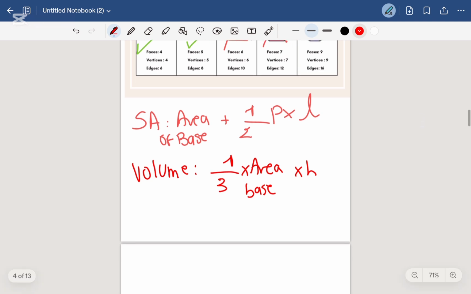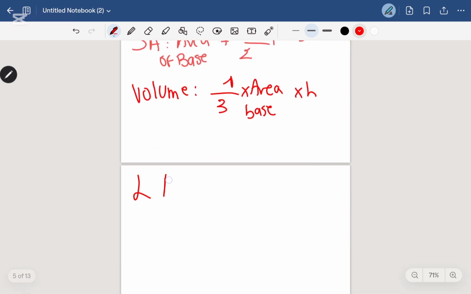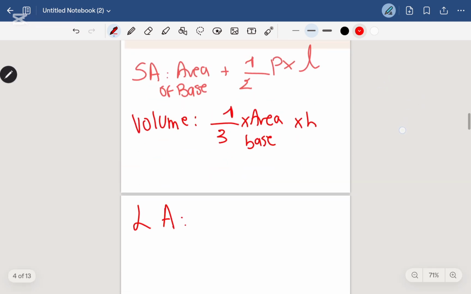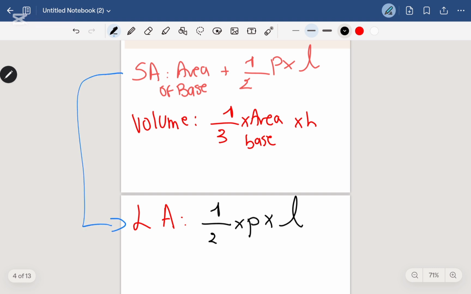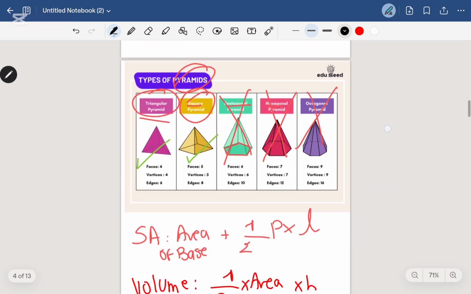So now, finally, we are going to be discussing the lateral area. As you can guess, we said before that the lateral area is the surrounding area, or in other terms, it is the same as the surface area, but you are going to exclude the area of the base. So it's going to be very simply 1 over 2 times the perimeter times the slant height. So again, what you need to know is that the surface area and the lateral area are similar, except that the lateral area does not have the area of the base. Okay, so I believe we finished with the pyramids.